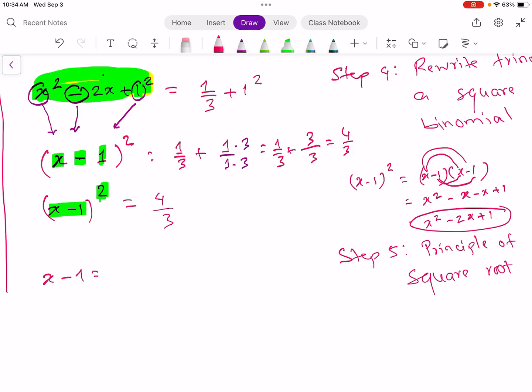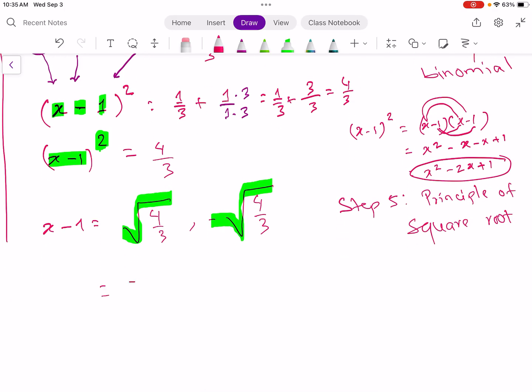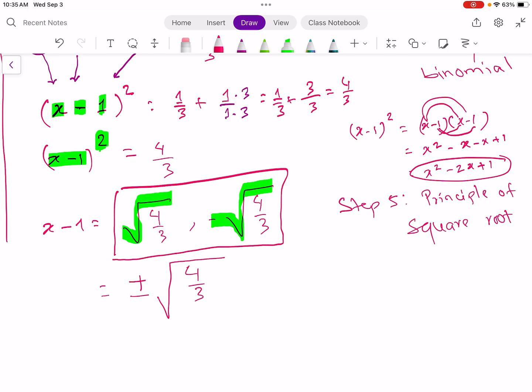No more square on the left. Now on the right side you will get positive square root of 4 over 3 and negative square root of 4 over 3, like we had positive root 3 and negative root 3 as our solution in our previous example. When you get rid of a square from the left side, you get positive root and negative root. We can combine these two and write positive negative together, square root of 4 over 3. You can write separately like positive and negative, or combine using plus or minus and write a single number.